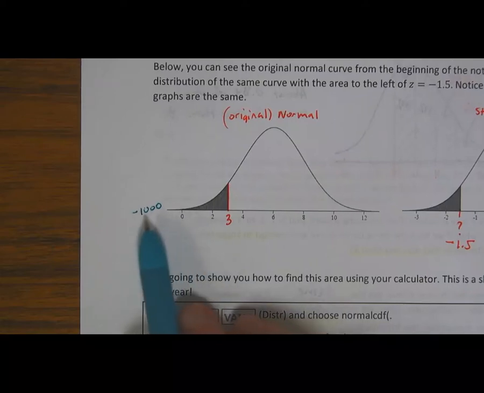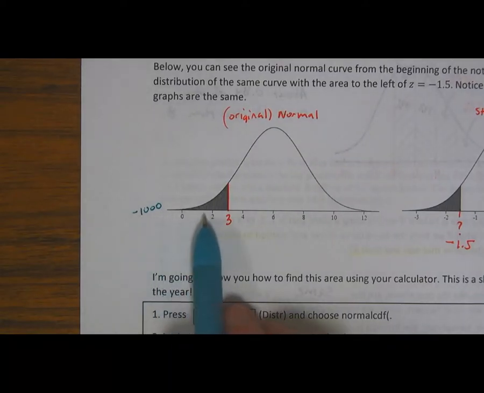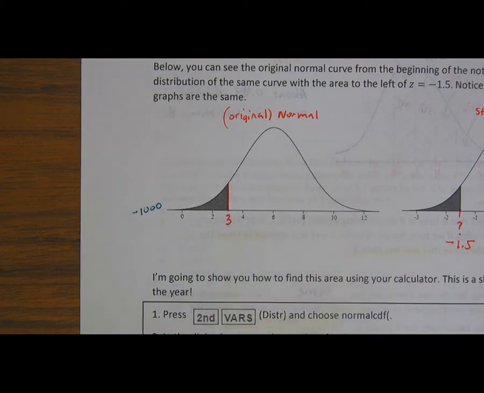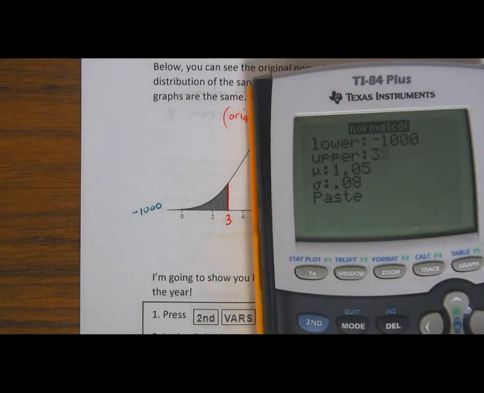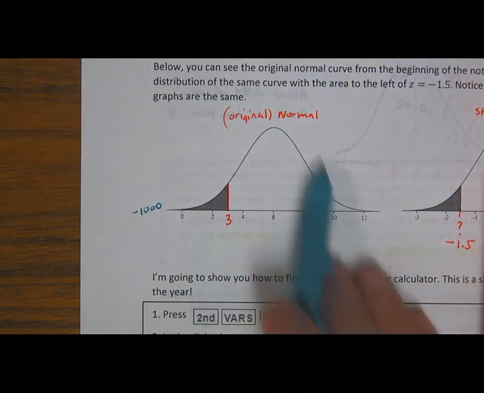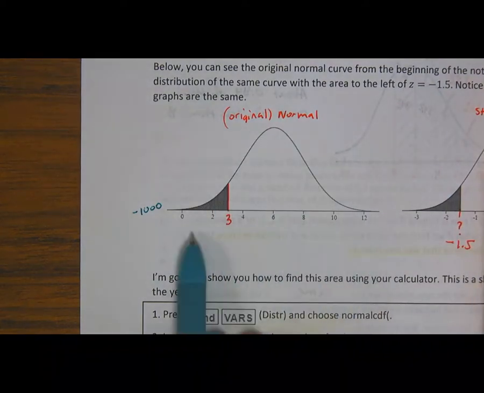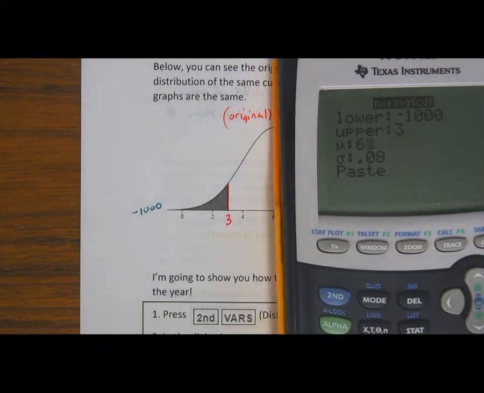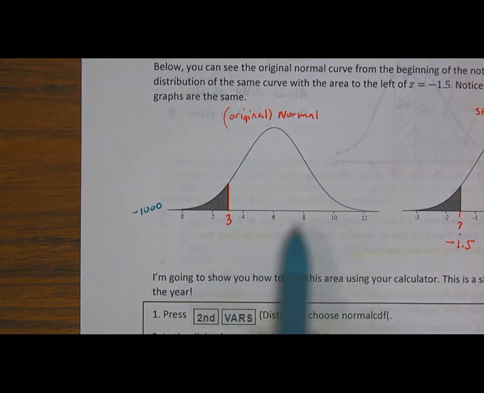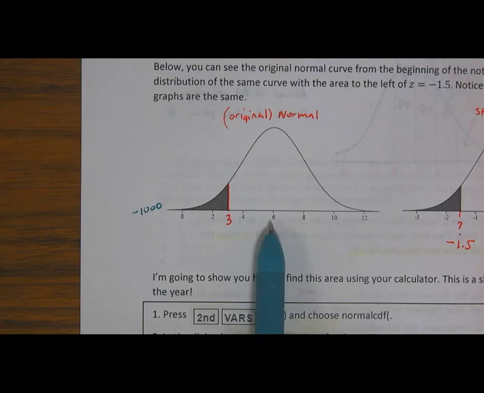Okay, the upper. Look at what I'm pointing to. What's the upper edge of the shaded region? Where does it stop? 3. Okay, so 3. Over here in the original curve, what is the mean? 6. So mu is 6. And what was the standard deviation? What are we counting by? 2, and that was given in the problem.